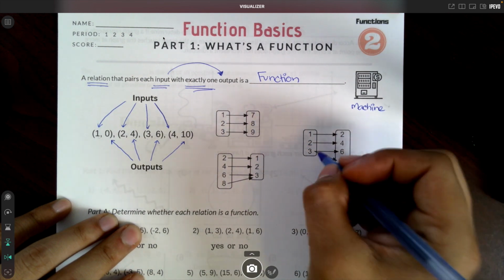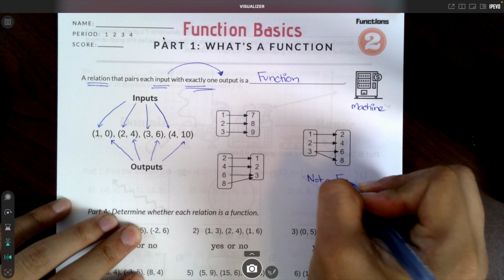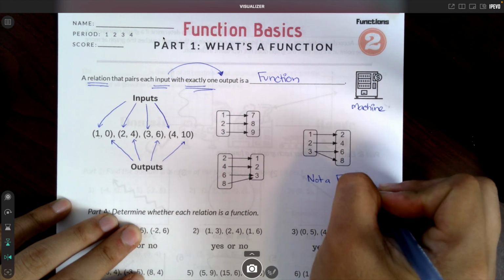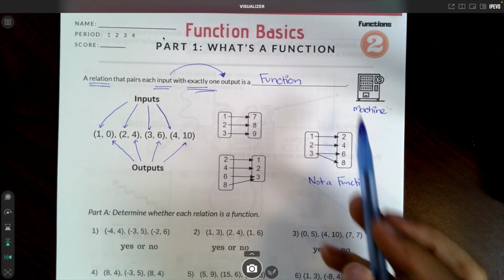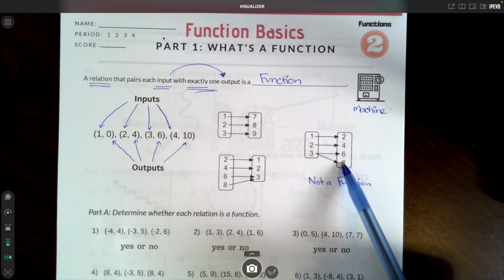So this is not a function. And this is pretty much like the only thing you really need to understand in terms of what's a function. See how this 3 goes to 2 different points? That does not work out.